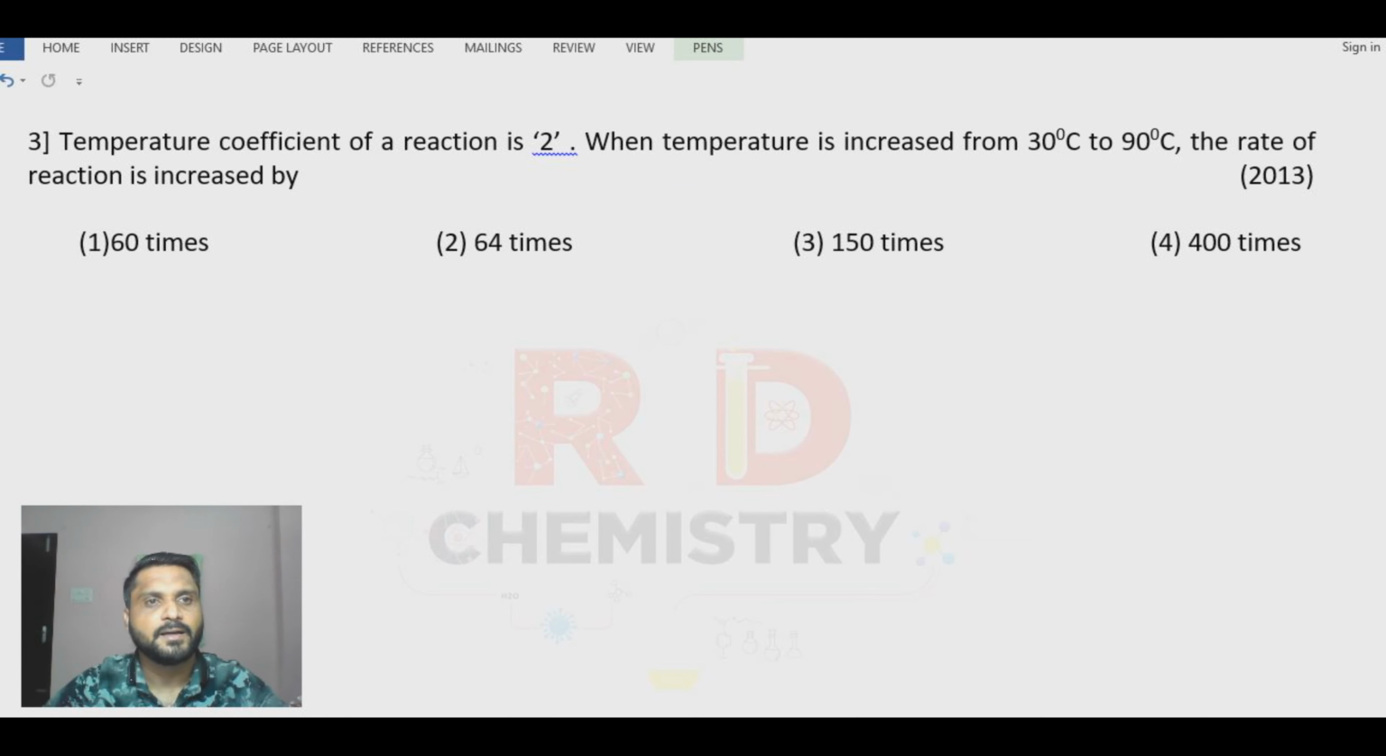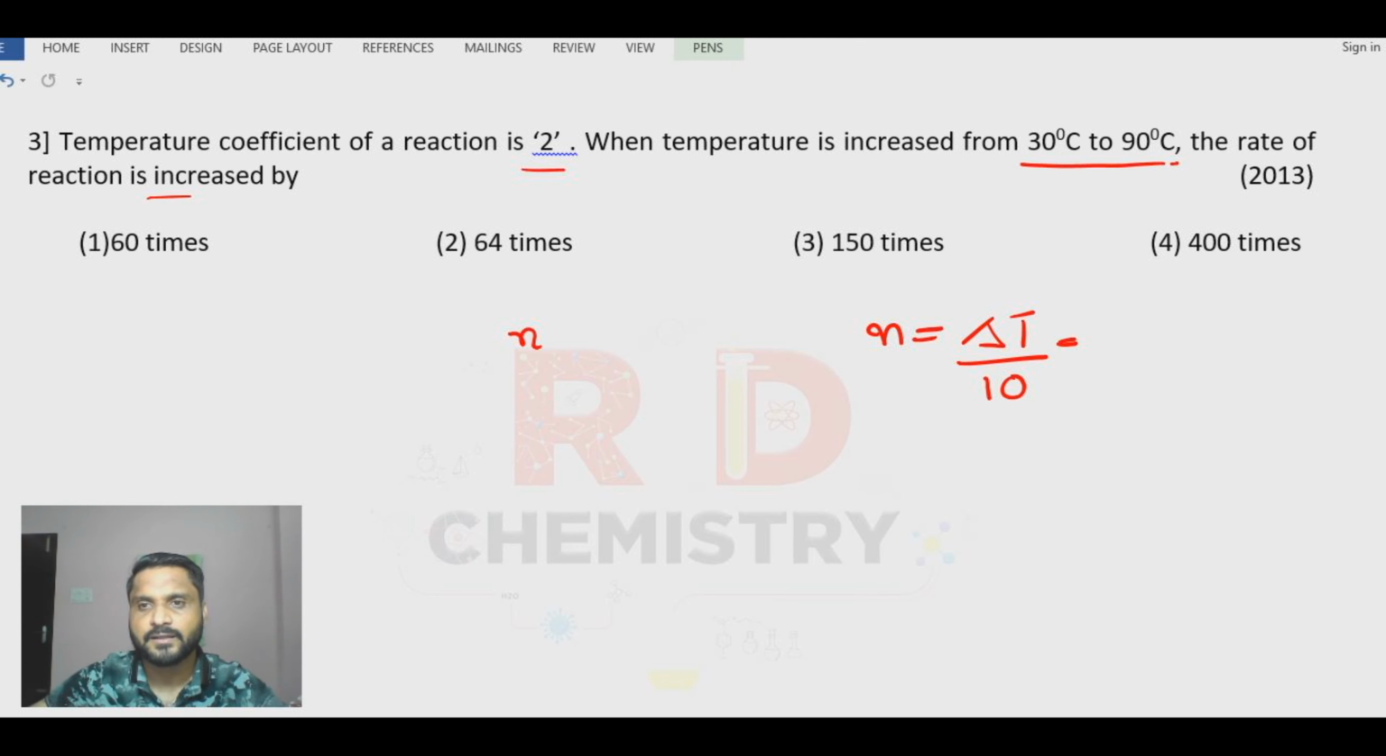Question number 3. Temperature coefficient of a reaction is equal to 2. When the temperature increases from 30 to 90 degrees centigrade, the rate of reaction increases by how much? You know that for every 10 degree rise in temperature, the rate of reaction increases by 2 times. Now you should find out 2 to the power n, how many times it increases. Now what is this n? This n is equal to the difference in temperature from initial to final divided by 10, since for every 10 degree rise in temperature, the rate of the reaction doubles.